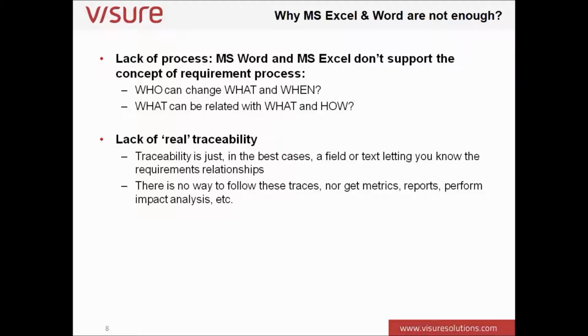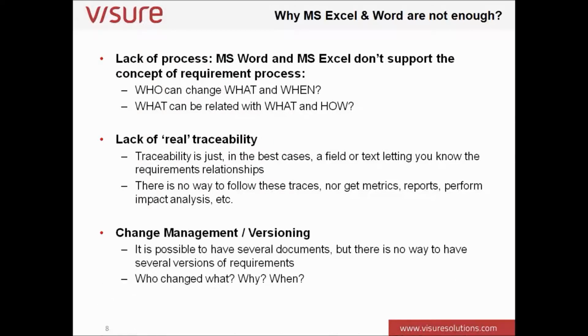So the next one is lack of real traceability. Well, of course, across the rows and the columns, you've got some type of traceability, but the traceability is just, in the best cases, a field of text letting you know that there's some sort of relationship between requirements. There is no way to follow these traces or indeed get metrics or reports on how many requirements have been satisfied by our project management process.